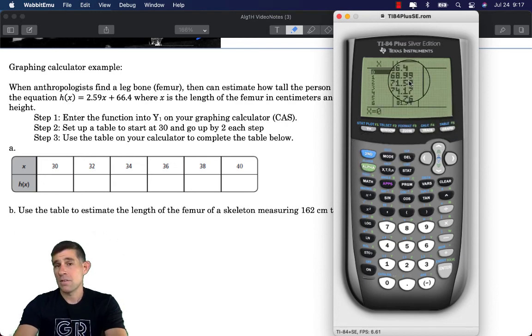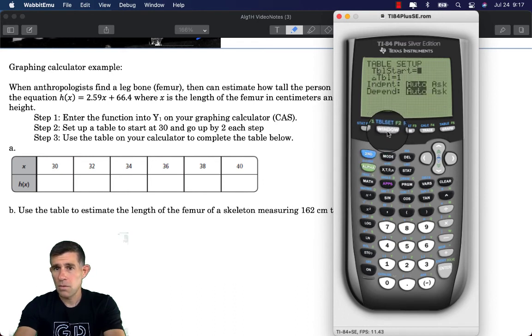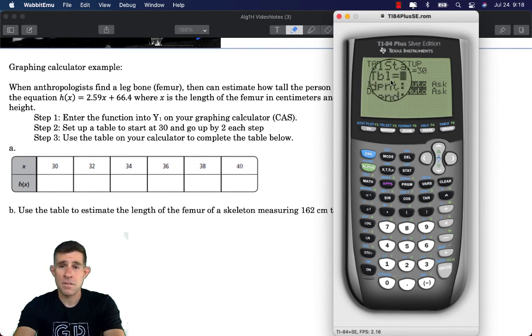And my table starts at 0. Yours might as well. But remember, we want our table to start here at 30. So we can actually change that by pressing second function, window. This should take us to the table setup. The first line asks us where we'd like our table to start. Let's start our table at 30, and let's arrow down. The next line, this little triangle TBL, tells us how we want our steps to go up by. Well, we want our steps to go up by 2, so we're going to change that to 2.